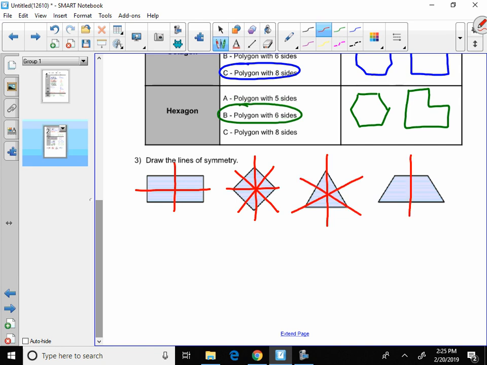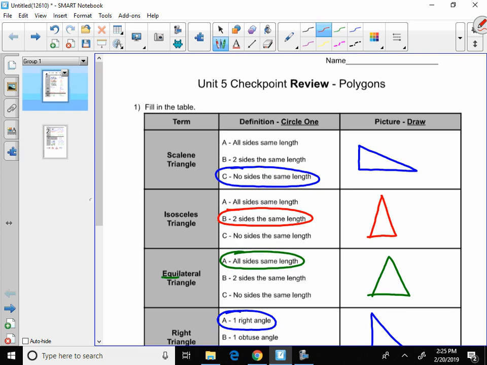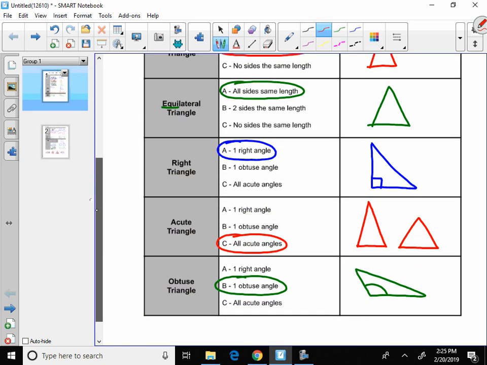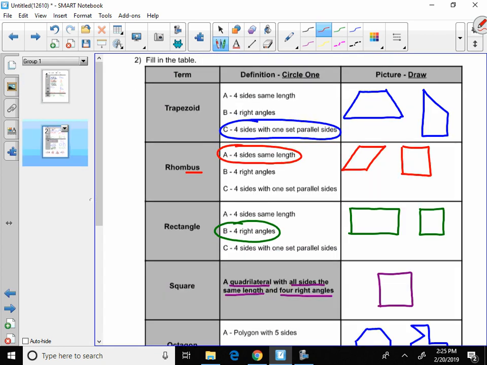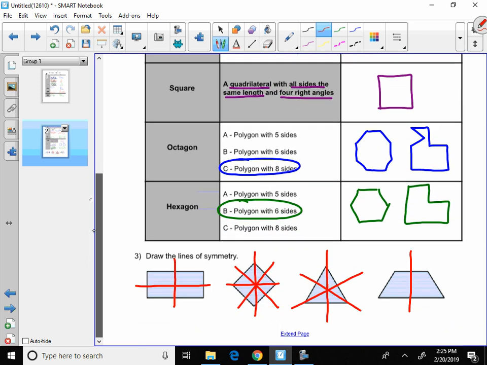A trapezoid has 1. All right, here are the answers for the front, the answers for the back. All right, kids, I'll see you in class.